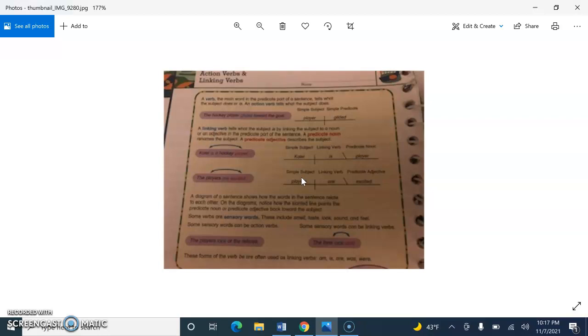And then the last thing it says, these forms of the verb be are often used as linking verbs. Am, is, are, was, and were. And we already know that because we went over it before. In the little blue circle below that, it says the verbs seem and appear can also be used as linking verbs. So I would put those up there with the sensory words, seem and appear. So keep those in mind.